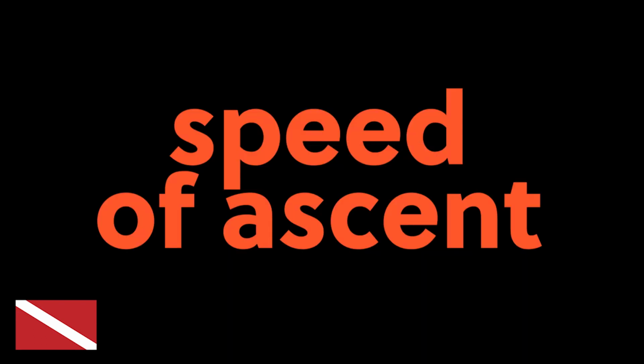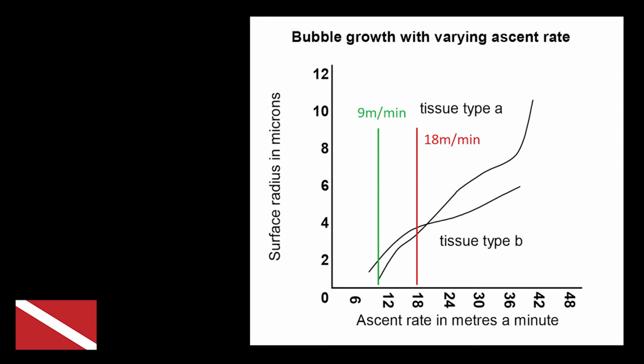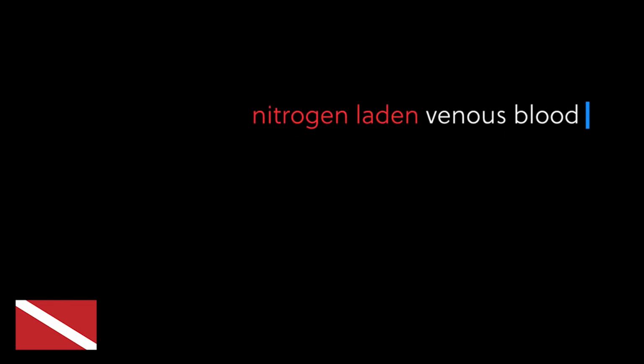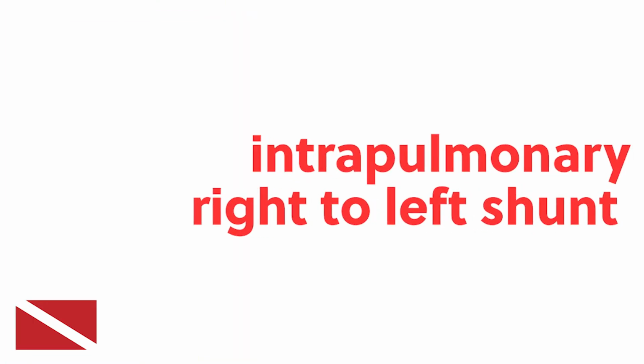The speed of ascent also has a major effect on the size of bubbles generated. In this graph, you can see the connection between bubble size and ascent rate in two different tissue types. Fast ascents may also cause sufficient microbubbles to clog the lungs, limiting gas exchange and causing nitrogen-laden venous blood to be returned into the arterial circulation in what is known as an intrapulmonary right-to-left shunt. These silent bubbles may persist in the lungs for between 2 to 3 hours before diffusing out and allowing gas exchange to return to normal.